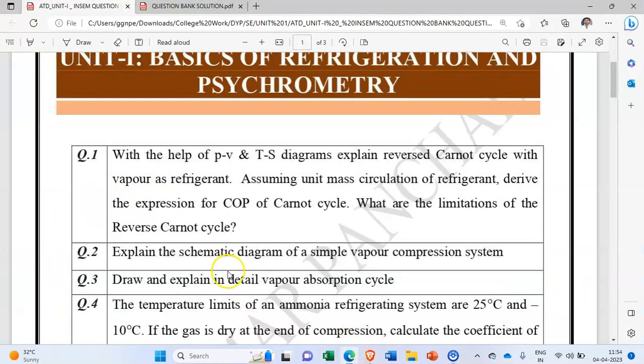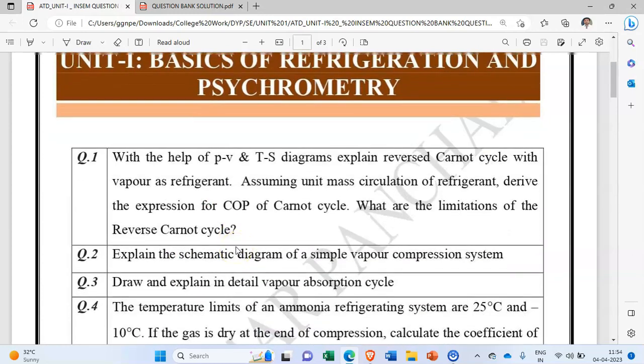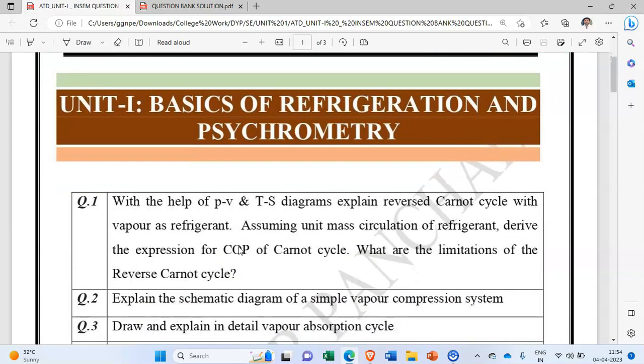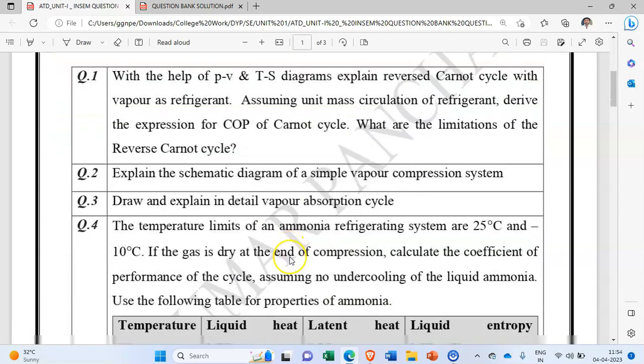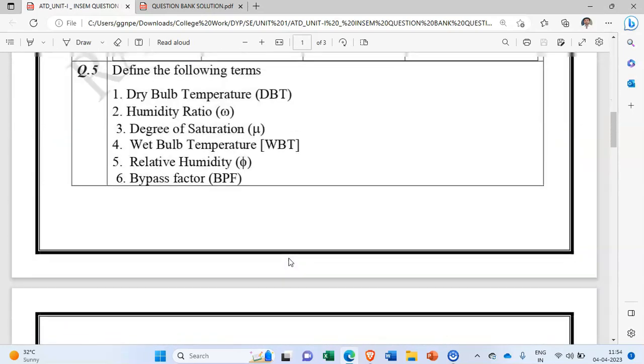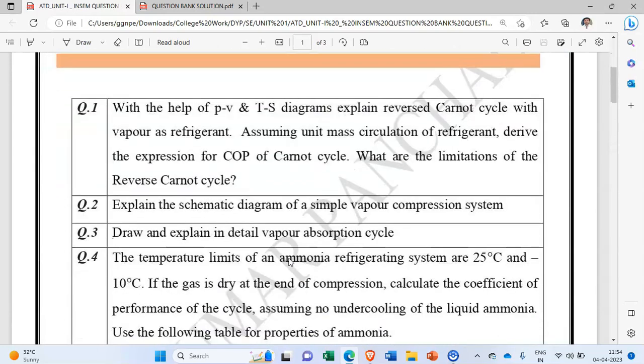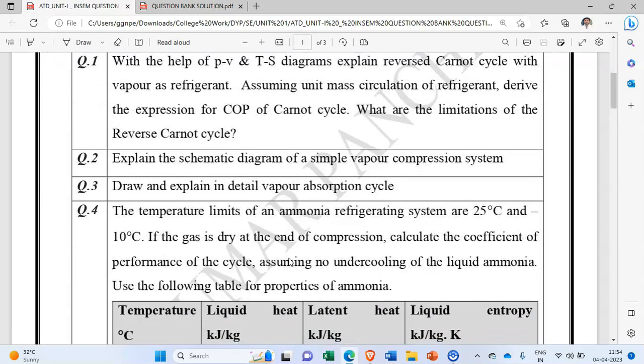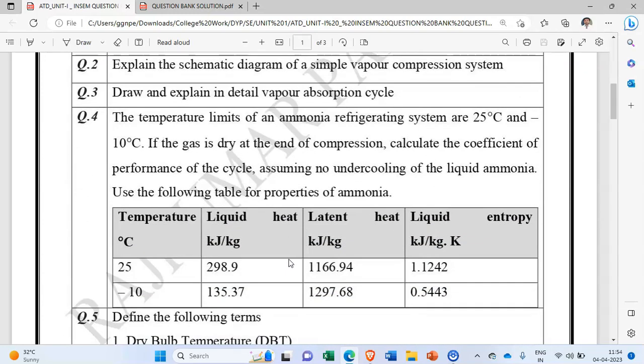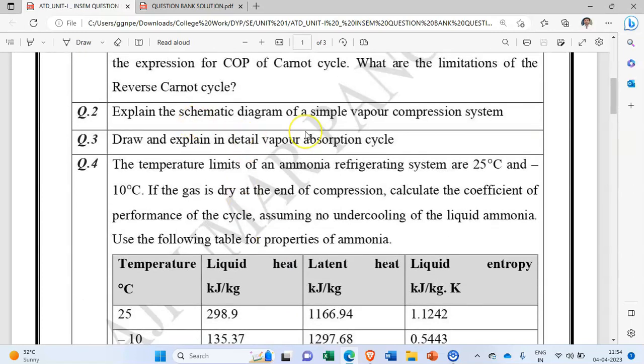Yes. Good afternoon, students. Yesterday we got one question bank from the chapter basics of refrigeration and psychrometry. Let us assume that out of this question bank of important questions, some questions may come in tomorrow's examination. Whatever difficult examples are there in this question bank, I will try to solve them, and whatever theoretical questions are there, you solve by your own.